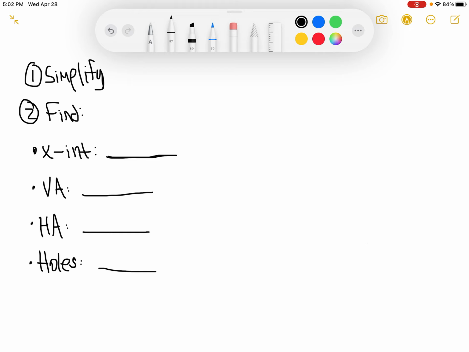Also, you might be able to find a slant asymptote, but I'm not going to put that on there because that's not always typical. That's only if there happened to be a situation once you start graphing that was different. It's also important to know your domain and range.